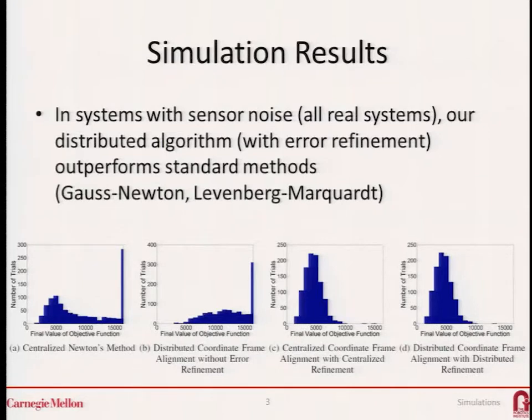So in systems with sensing noise, which includes all real systems, our distributed algorithm, with the error refinement, will actually outperform standard methods such as Gauss-Newton and Levenberg-Marquardt. On the far left, you'll see how the Gauss-Newton algorithm performs, and that's the value of the objective function over several trials. And on the far right, you'll see how our distributed algorithm performs with error refinement, and you'll see that it's much better. So the Gauss-Newton was done in a centralized way.